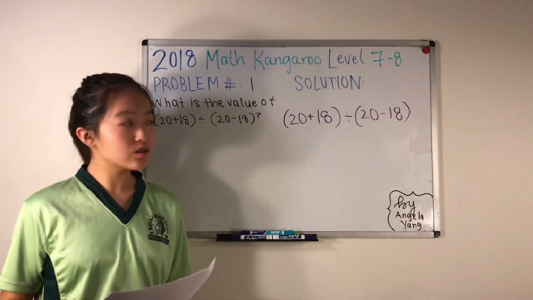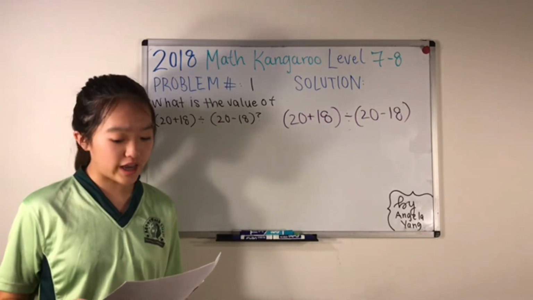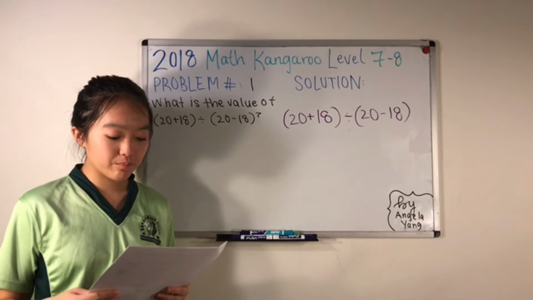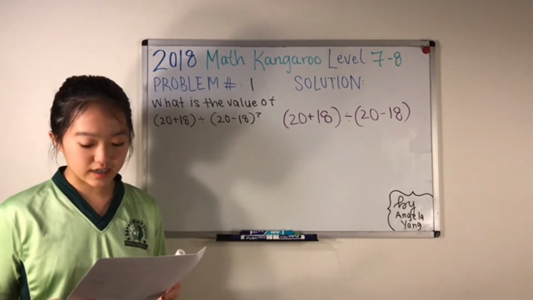Explaining the solutions to the Math Kangaroo 2018 levels 7 through 8. Problem number 1. What is the value of (20 plus 18) divided by (20 minus 18)?